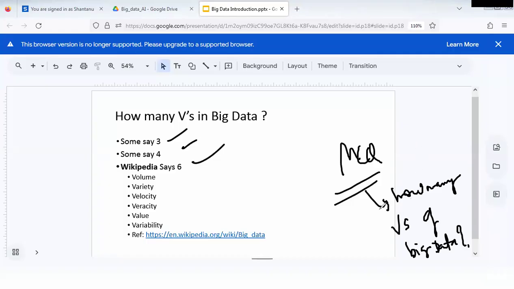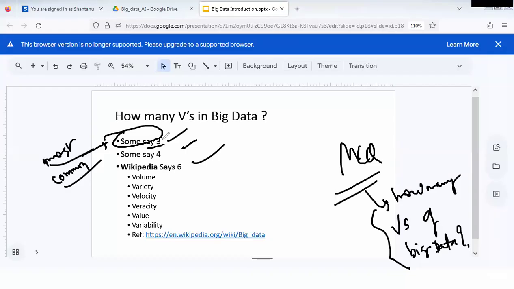अगर ऐसा MCQ आया, how many V's of big data? You should take 3. This is the most common. Most commonly accepted answer is 3. Okay, but then remember, it is not actually only 3. बहुत सारे हैं. So keep that in mind when you are studying. Please study conceptually. Do not believe in rumors.